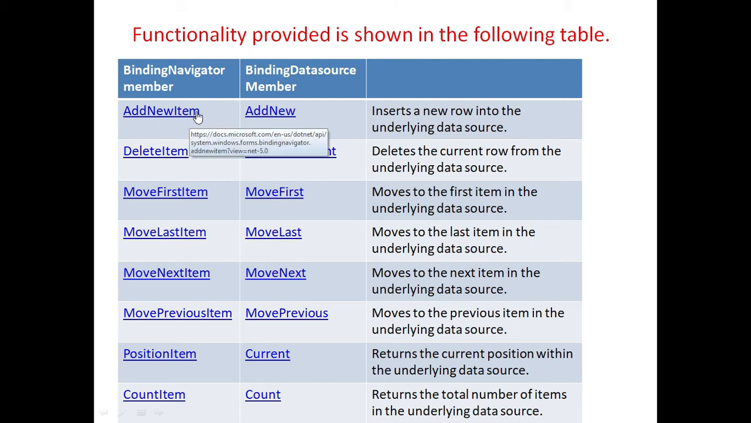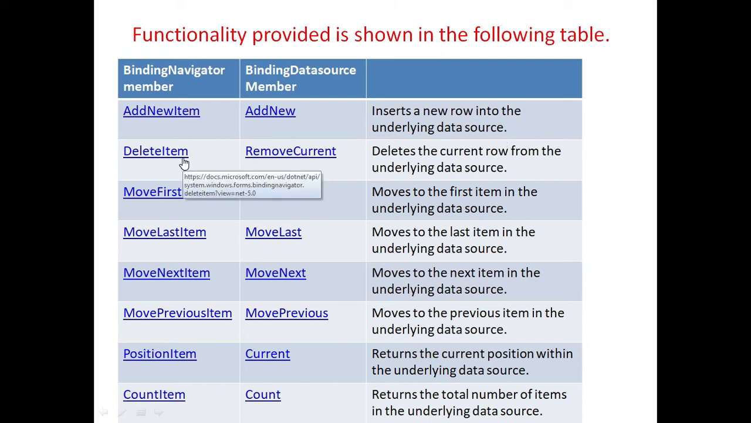First is add new item, which is used to insert a new row into the underlying data source. Delete item, which deletes the current row from the underlying data source. Move first item moves to the first item in the underlying data source. Move last item moves to the last item in the underlying data source. Move next item moves to the next item in the underlying data source.